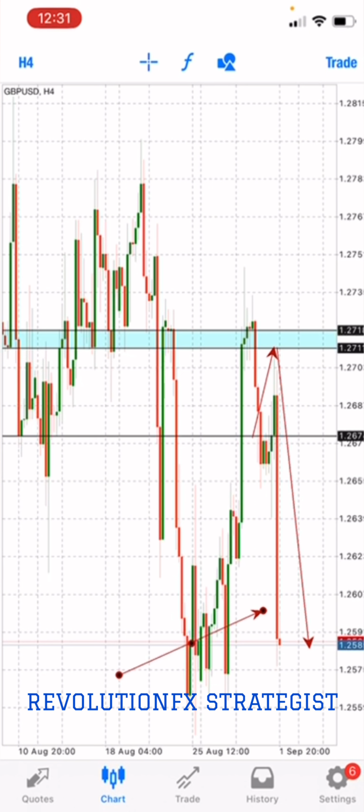If NFP is better than expected, and then unemployment rate is worse than expected, the first spike is always the one for the unemployment rate, and it will spike all the way to the resistance level. From that resistance level, you now enter in the direction of the NFP, because that is when NFP starts to kick in, and then you will enjoy and ride NFP all the way to the end.